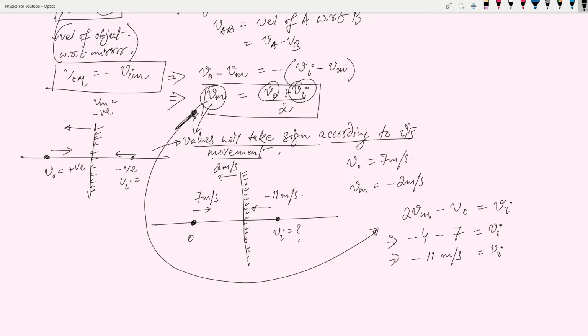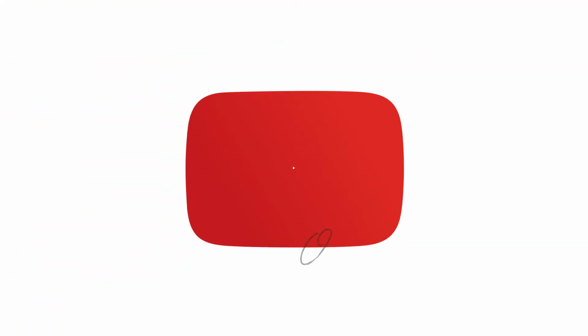I hope this concept is clear. If you don't know this formula, then you can never solve this question. And if you know this formula, you can solve this question within seconds. Just use this formula. Remember this concept. Now let's move on to our final concept.